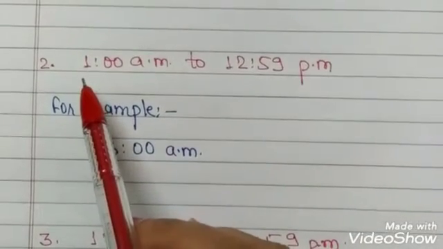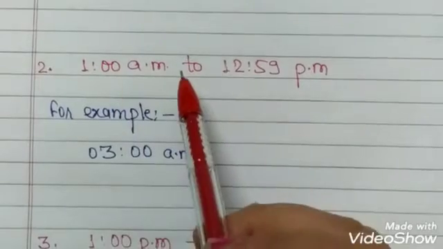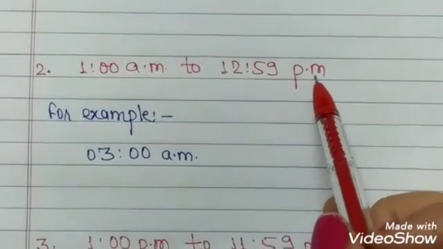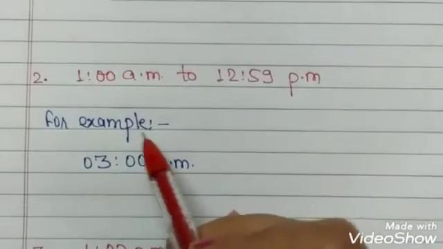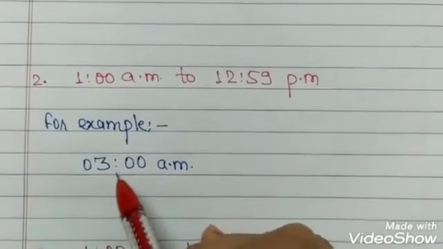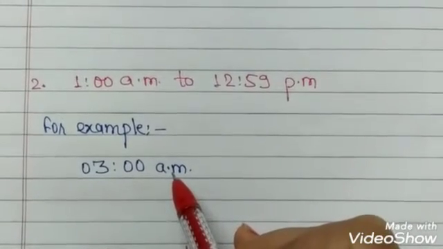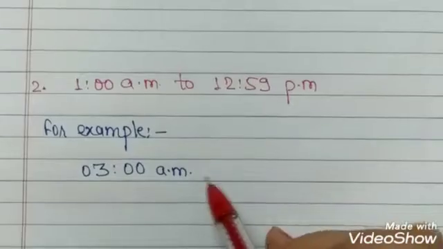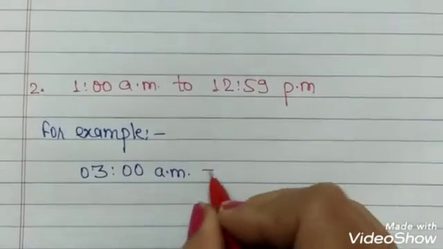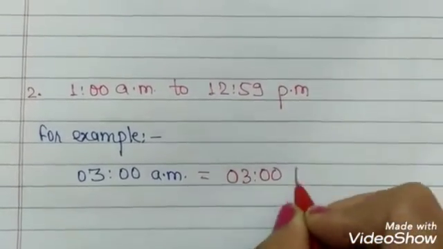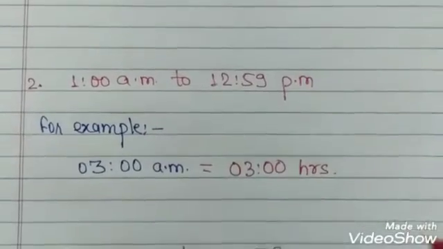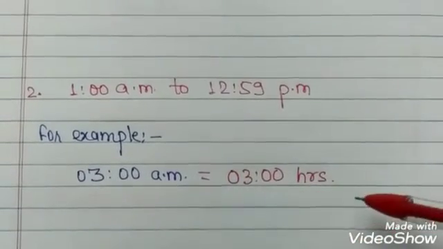2. The time from 1 am to 12:59 pm is written as it is in hours. For example, change the time 3 am to 24-hour clock time. It will be written as it is, like 0300 hours, and it is read as 300 hours.